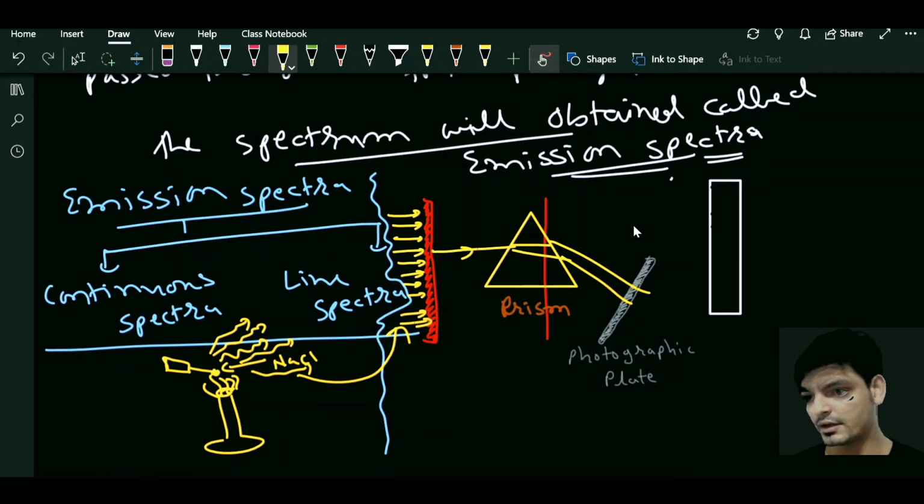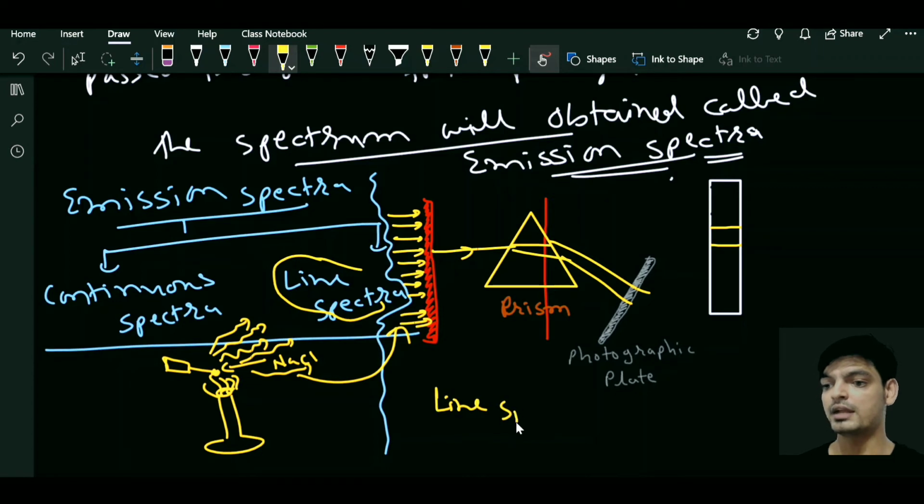I am marking here 1, 2. So you can see here the yellow line. This kind of spectra is known as a line spectra. Let me write here, this is a line spectra of volatile salt, of any salt, like I have taken here NaCl.